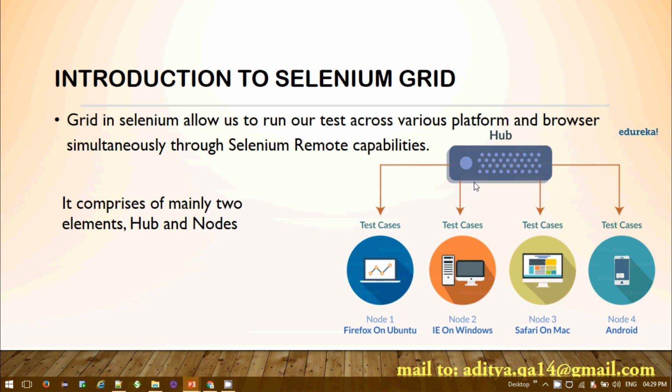In the image given here, we can see that from this particular hub, four nodes have been created. Node 1 is accessing Firefox on Ubuntu. Node 2 is accessing Internet Explorer on Windows. Node 3 is accessing the Safari browser on Mac. And node 4 is basically an Android device. So if we have one test script and want to run it on four different platforms across four different browsers, we can execute the test script from that hub only. This is the architecture of Selenium Grid.